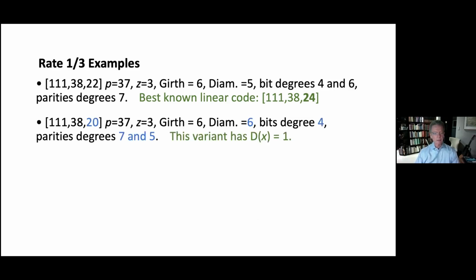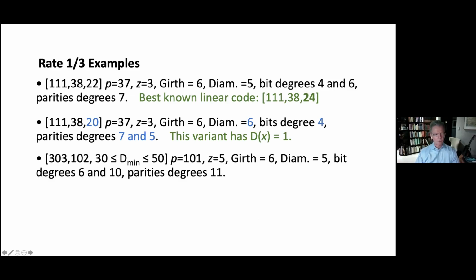And then I designed another code, and I'll tell you a little bit later on, where I lowered the degree. I got rid of the bits of degree 6 and I dropped them down to 4 by simply using d of x equal to 1, a lower weight. The original d of x has weight 3. This one has only weight 1. That lowers the degree. And that, I'll show you why.